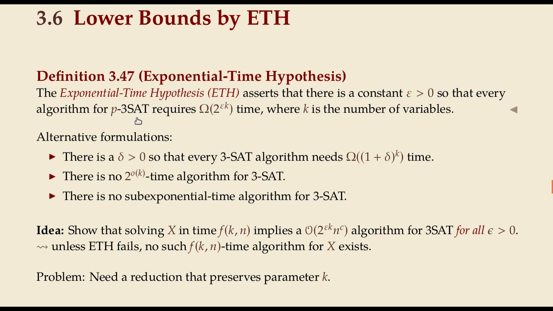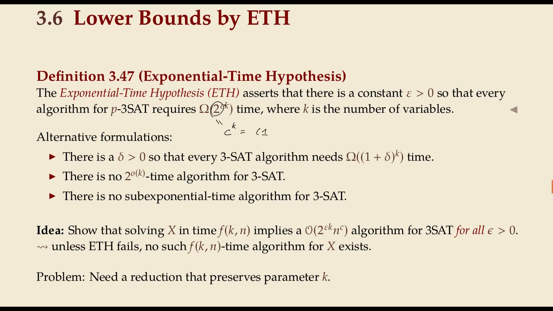It's concerned with the 3-SAT problem. And I wrote it here in terms of the parameterized problem where the parameter is the number of variables. I added it explicitly because this will be important. And this conjecture says that there is some constant epsilon so that we need 2 to the epsilon times k time for solving 3-SAT. So together, 2 to the epsilon is just some number, right? So that is some c to the k.